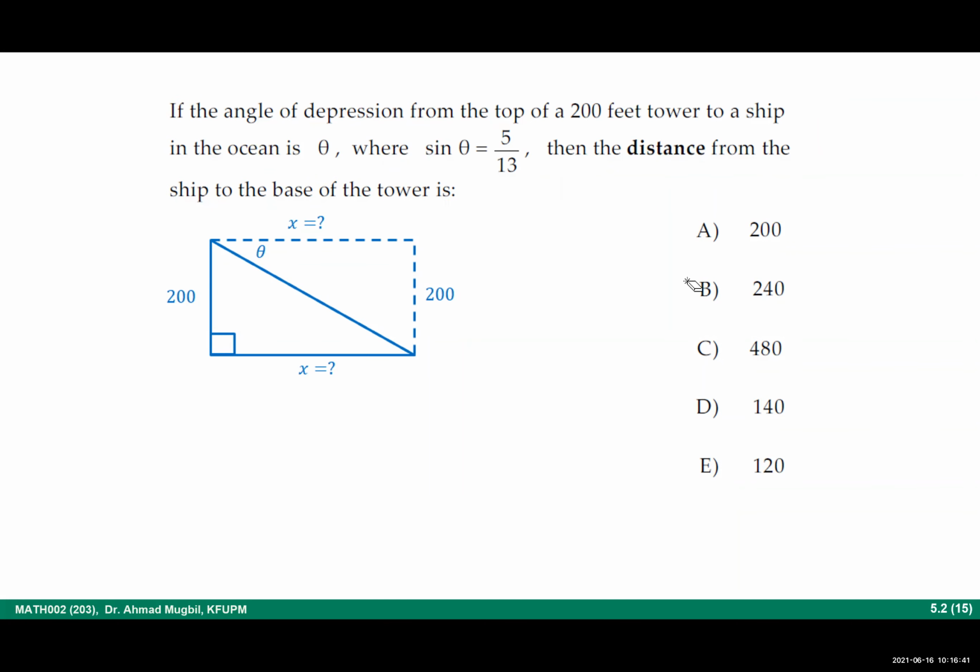You are ready now to solve. Just you need to add something here. What is sine theta? Sine theta is 5/13. Now here, how to find x, ya Shabab?